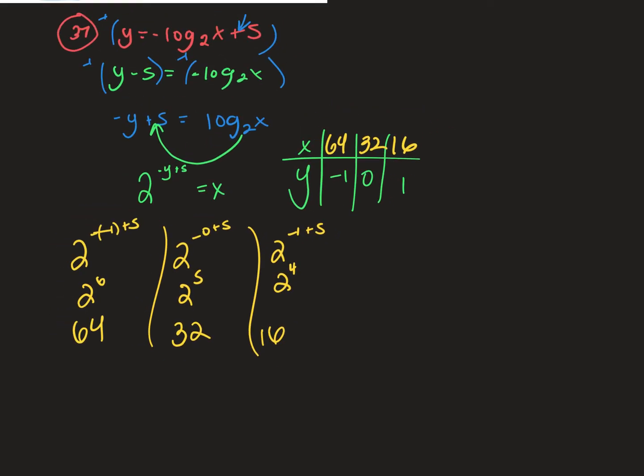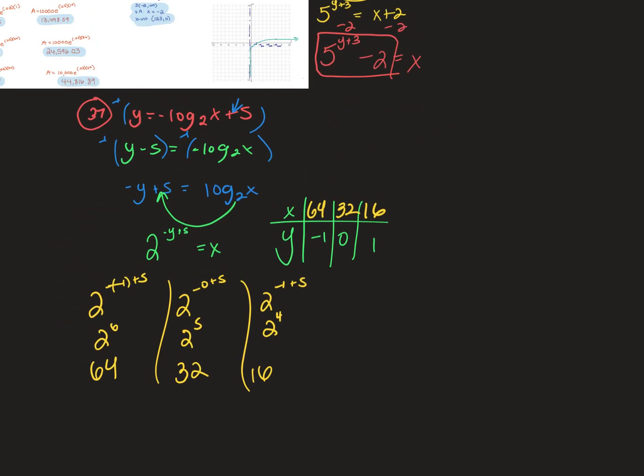Good. Okay, good. And then your horizontal asymptote, because there's nothing in the parentheses, right, is at 0. I mean your vertical asymptote, sorry. X equals 0.